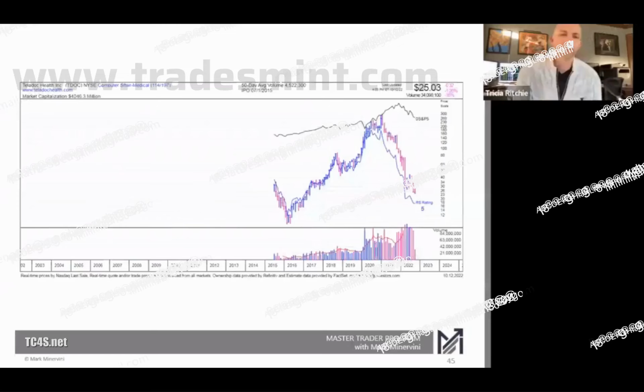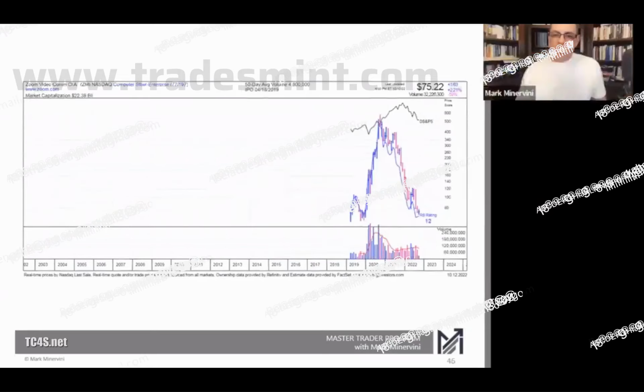Mark, if you look at that too, just to point that out, perfect example of how you get those large, big red bars as it's going into stage 3. There's none of that when it's in stage 2, except for maybe one bar. But up there at the top, as it's topping, again, those are institutions that are selling and putting in the top. Zoom, another one, another favorite there.